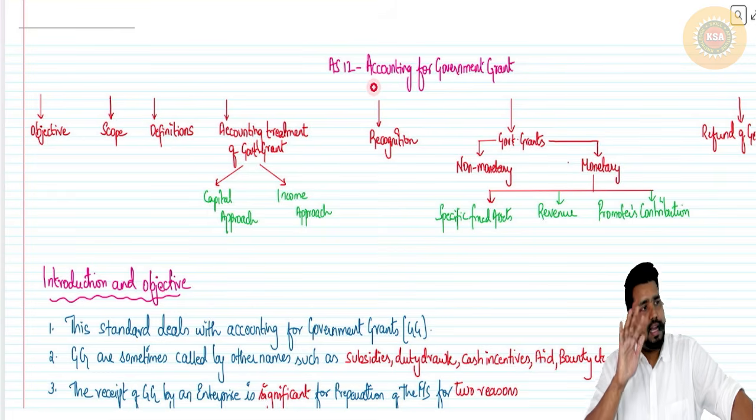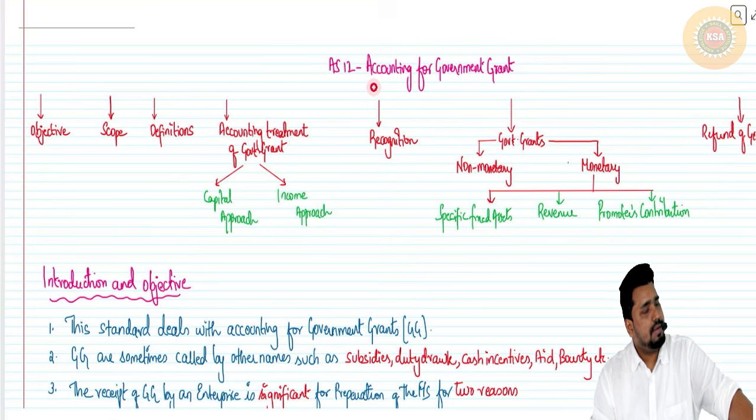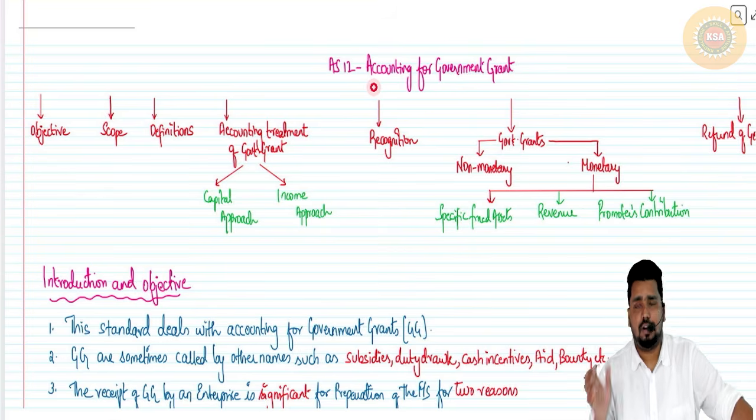Point number 1. For any given standard, when we start, what are the 5 things that are common for all the standards? Number 1 is objective. Number 2, scope. 3, 4, recognition, measurement. 5 will be presentation and disclosure. Generally, these 5 components will be there in any particular standard. Correct? What we are learning? AS12. Accounting for?